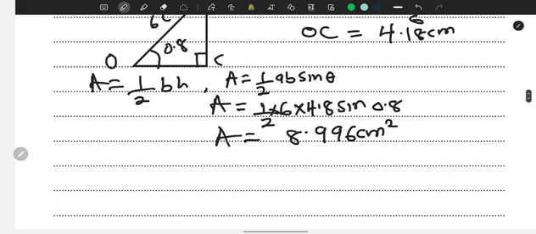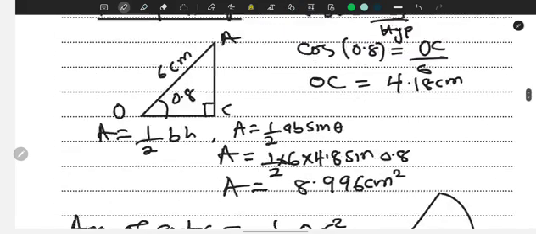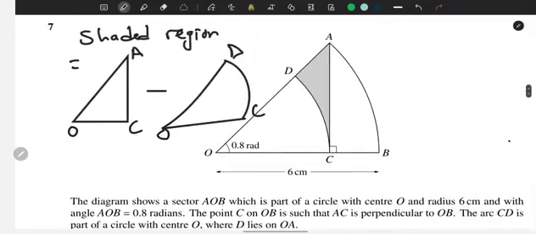Now we'll find the area of the sector. The area of a sector is half r squared theta, where r here is the radius. From what we have above, this is what we have as a sector. We have something like this as a sector, where this point is O, if I can remember. So we have DC.